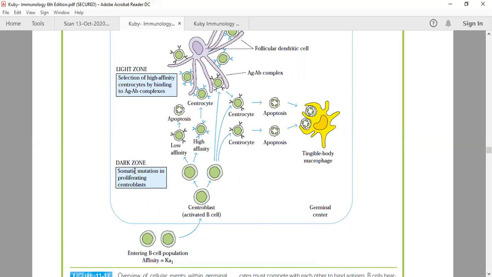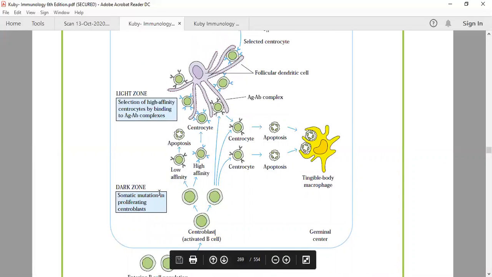Then, this is the dark zone. This is where somatic mutation in the proliferating centroblast is happening. Please remember this. In each stage of development, the B cells, or you can say the T cells, meaning both lymphocytes, are undergoing some kind of mutation. Why so? Because they need to increase their affinity so that they can interact more efficiently with the antigen and with a large number of antigen molecules, right? So that they can also increase their diversity. So this mutation is very, very important. These somatic mutations are continuous.